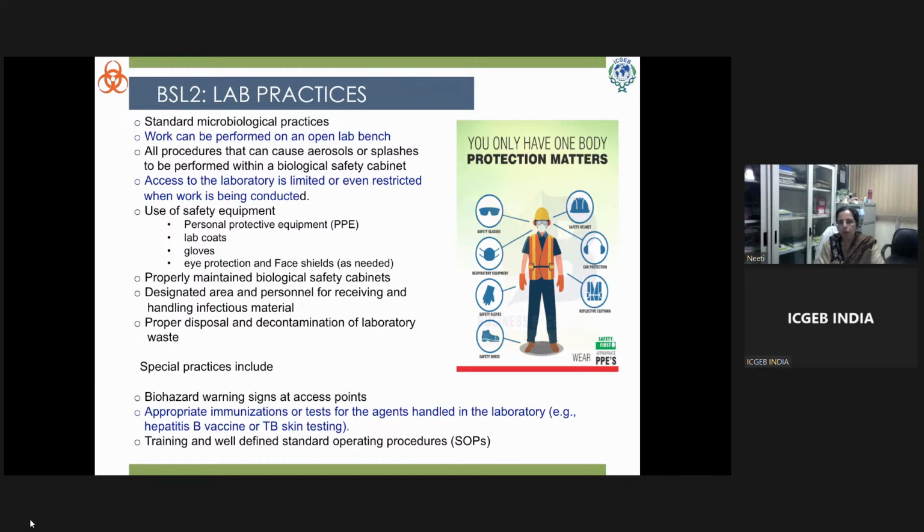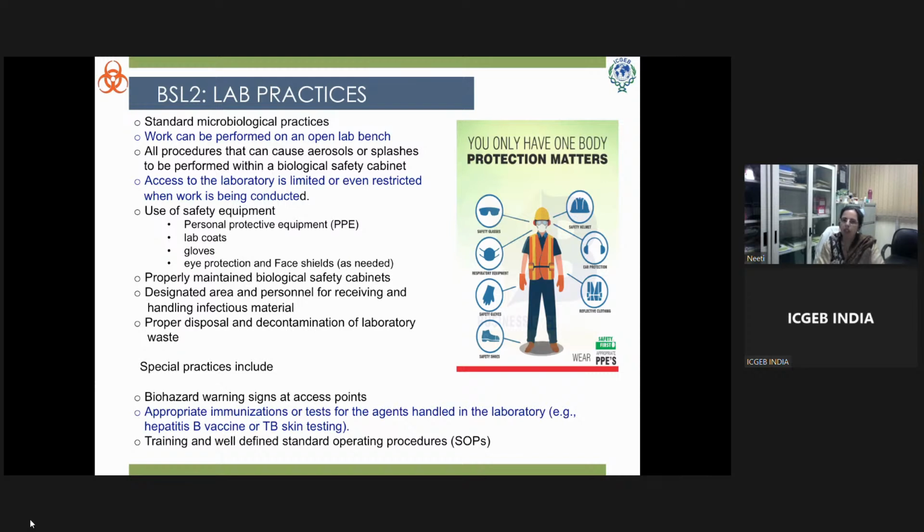Work can be performed on an open lab bench. Wherever there is a chance of getting an aerosol or a splash or any kind of toxic fumes or toxic elements, then it is better handled in a hood or a biological safety cabinet. Access to BSL2 laboratories needs to be limited or restricted, even if work is not being conducted or the lab is not fully functional. The access should be limited. It is not an open access area where you can freely walk in and walk out.